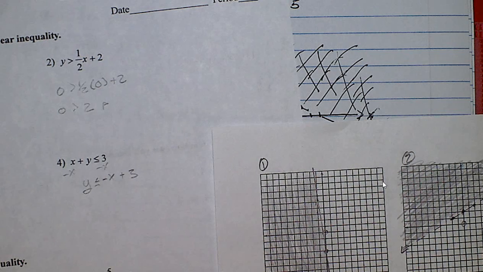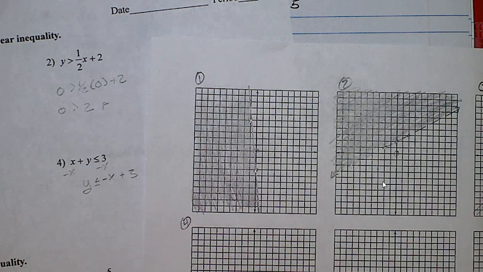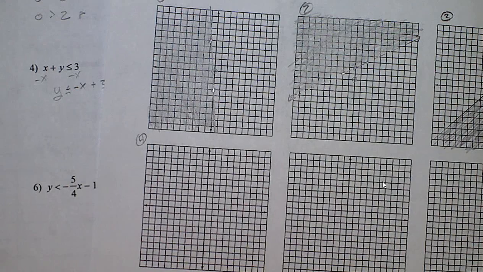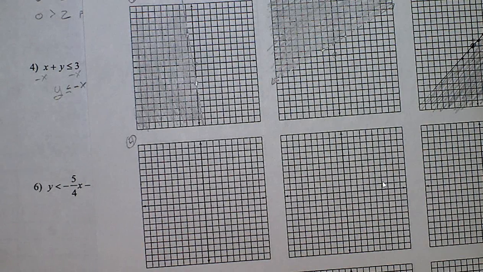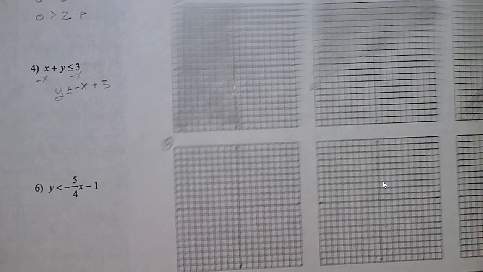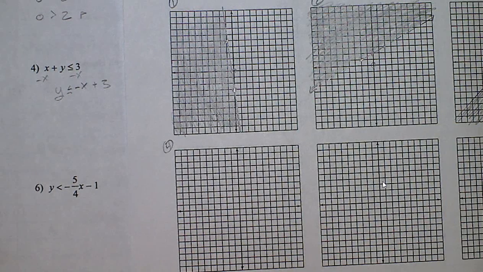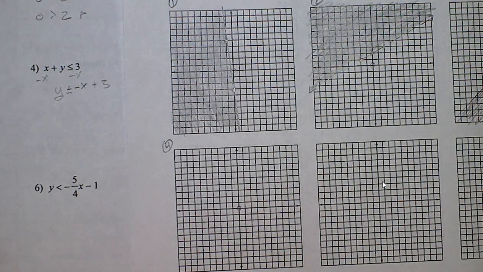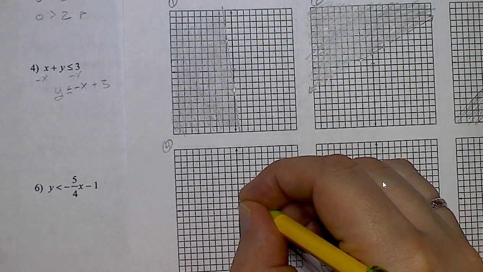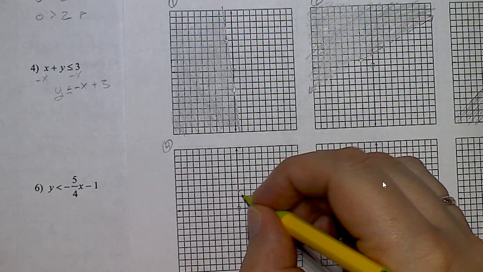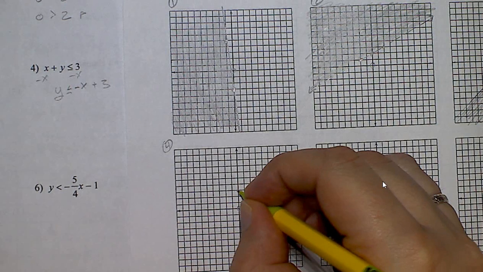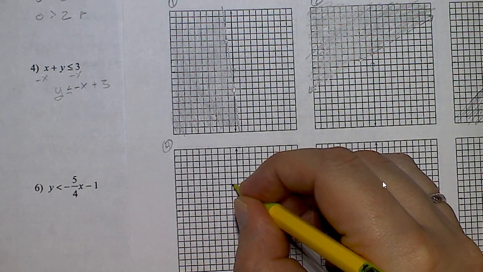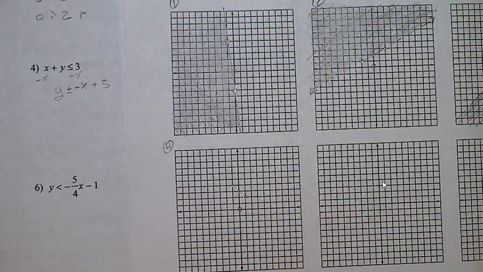So then, Elijah, do you want to describe y less than or equal to negative x plus 3? How do we graph that? Plus 3, go up 3. And then go down 1, right 1. Great. And then up 1, left 1. Great. When I connect these, do I connect them with a solid or a dashed line? Solid. Okay.